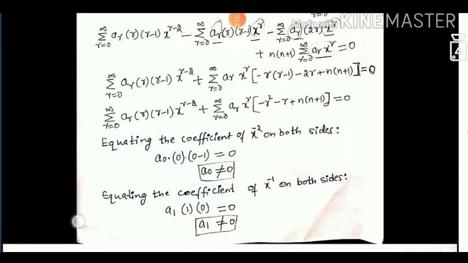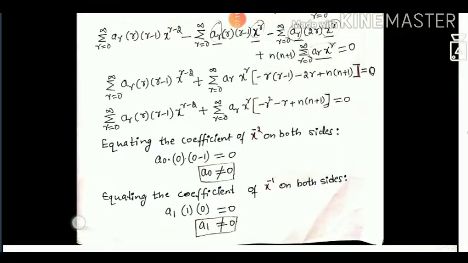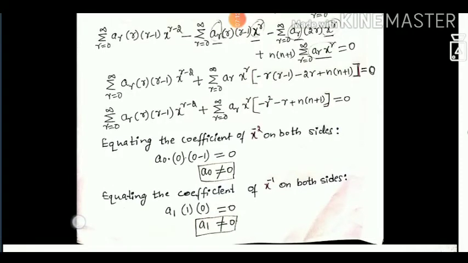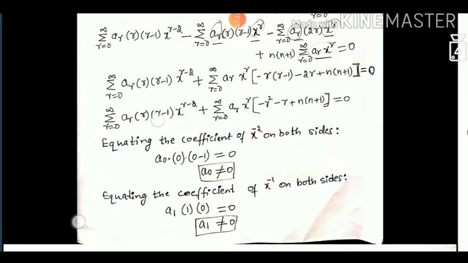Next, let us equate the coefficient of x power minus 1 on both sides. Previously we equated coefficients of x power minus 2. Now we equate the coefficient of x power minus 1. Look at the last summation. Here for which value of r will we get x power minus 1? So put r equal to 1, so that we will get x power minus 1. So a1 into 1 into 1 minus 1 will be the term in the first summation.